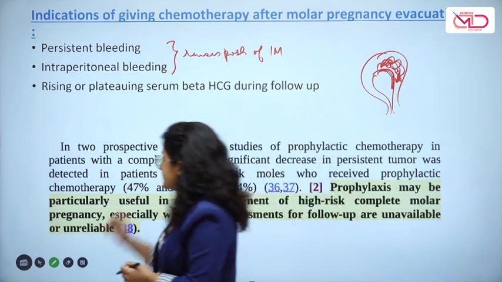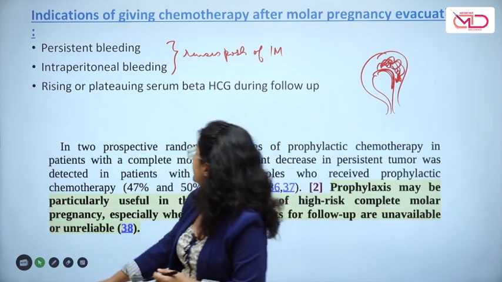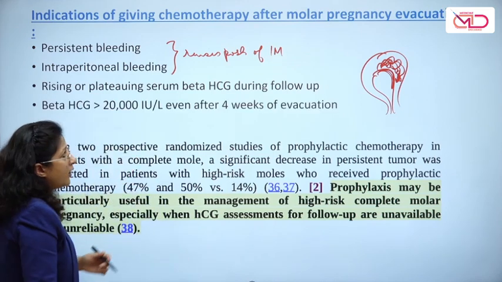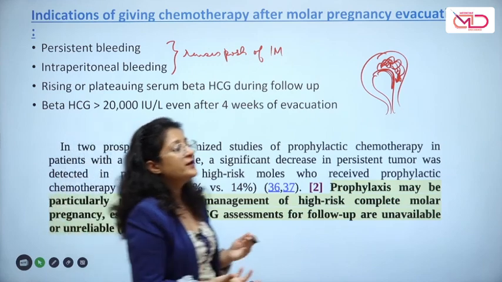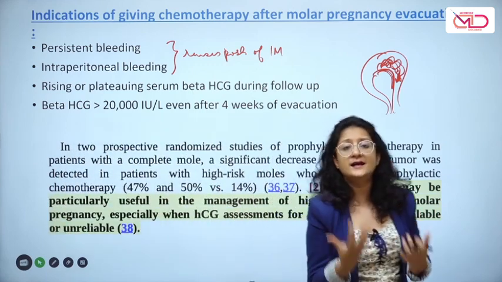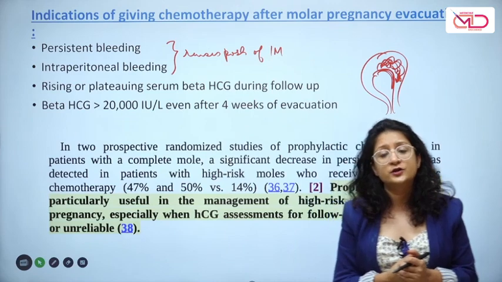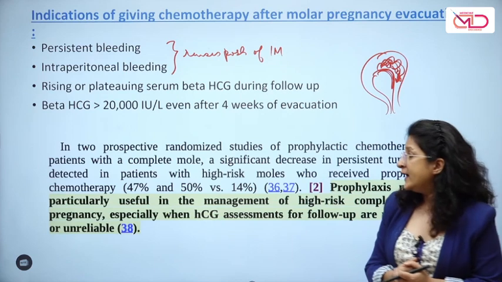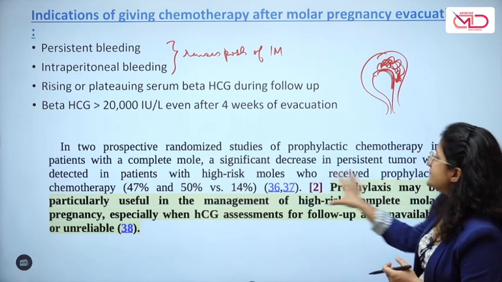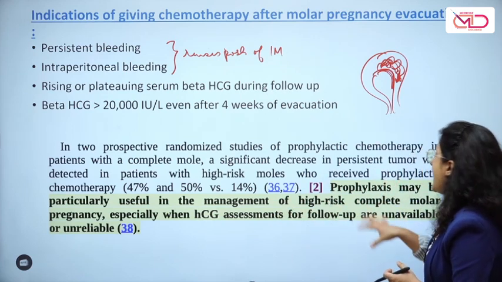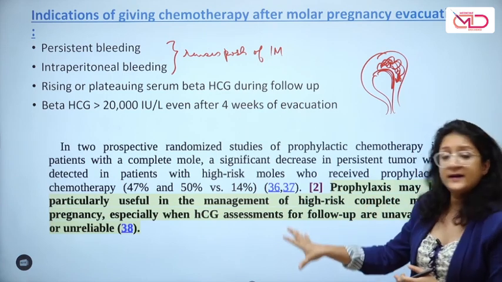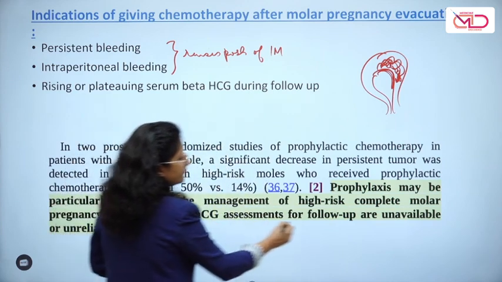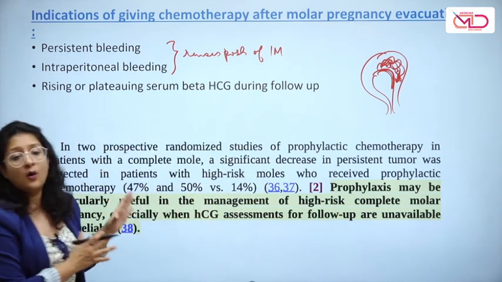If there are rising or plateauing beta HCG values during follow-up, or even after 4 weeks of evacuation the beta HCG still continues to be more than 20,000 international units per liter, that would be a justified indication of giving post-evacuation chemotherapy. And prophylaxis may be useful in the management of high-risk complete molar pregnancy, and that too not in all cases, especially when the HCG assessment for follow-up is unavailable or unreliable.